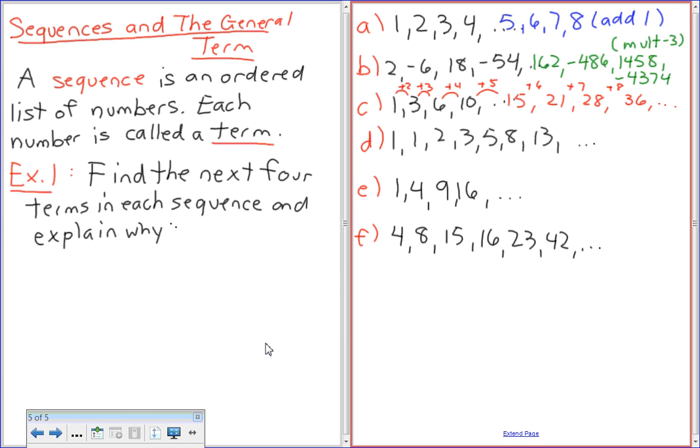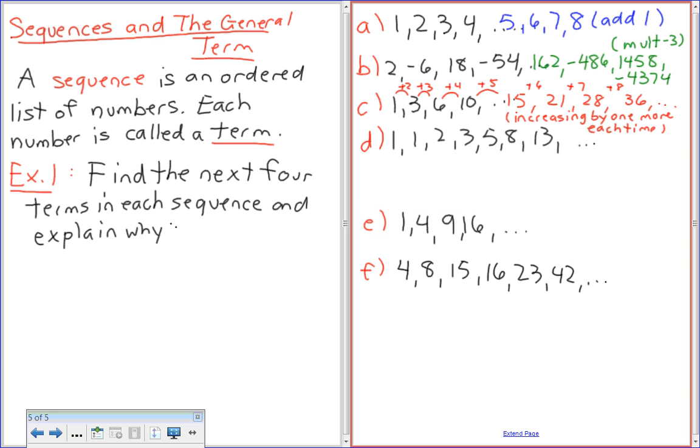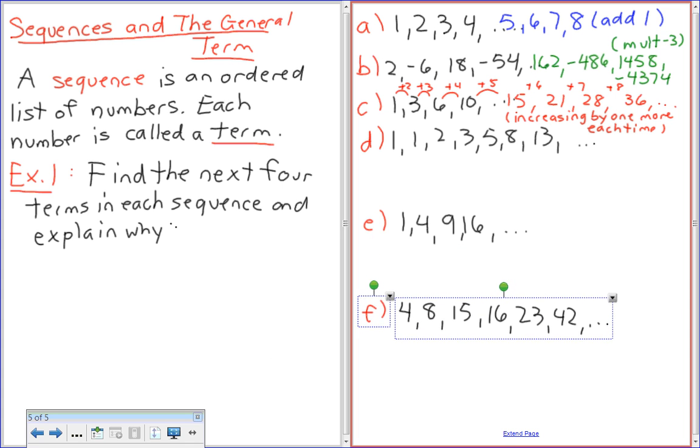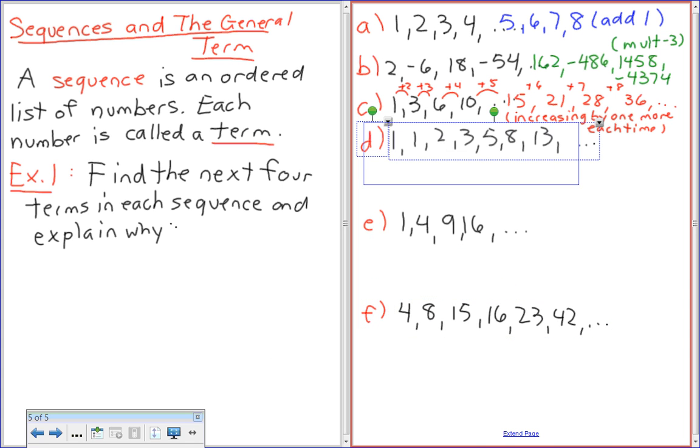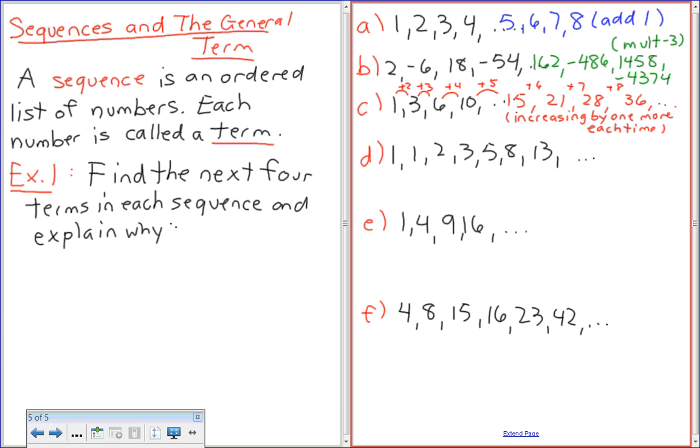Letter D is a little bit more awesome. Just say the pattern is increasing by 1 more each time. Now we're starting to get to the fun ones. Has anyone got D down?